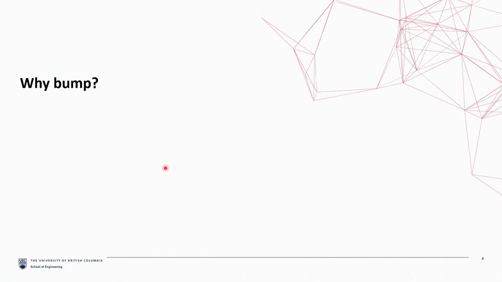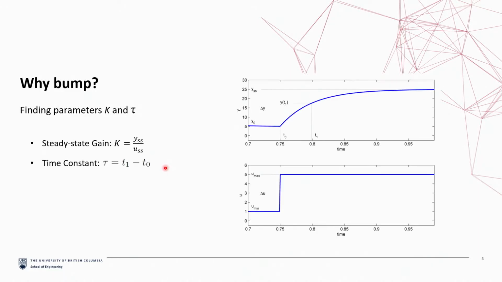But why is the bump test useful at all? A utility of the bump test is to measure the k and tau variables and therefore estimate a transfer function for our system. Next, we need to see what these two parameters represent.